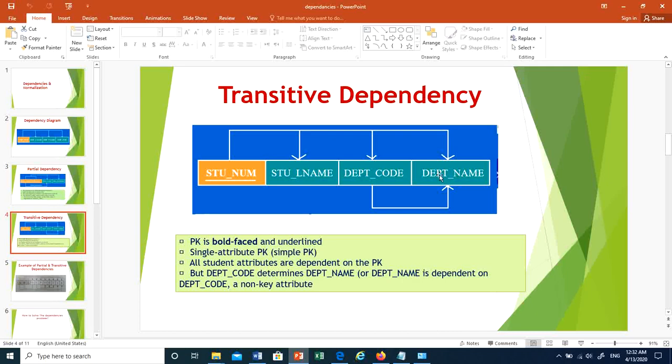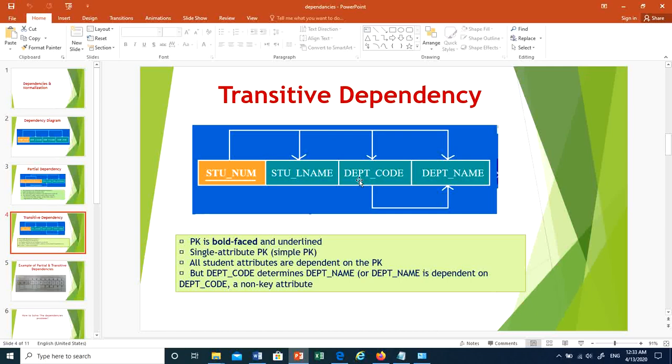The primary key for this relation is student number, because we can see that there is an arrow coming from these three. That means these three, each one of them can be determined by what? By student number. This is understandable. But you will notice something else, which is department code can also determine department name. That means if I know department code, I can tell you the department name. In other words, the department name is dependent on department code.